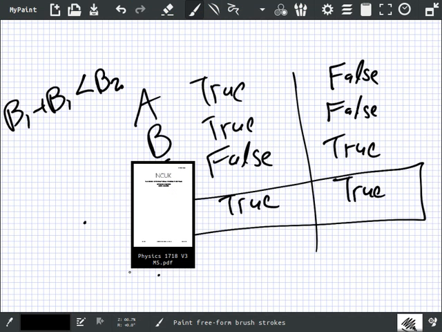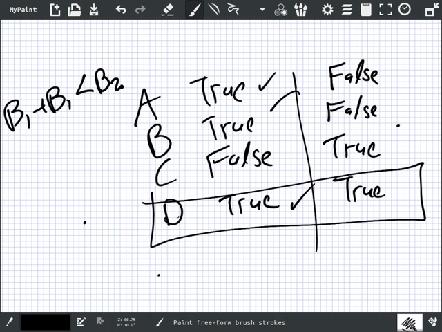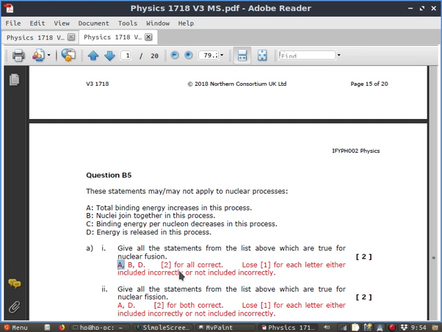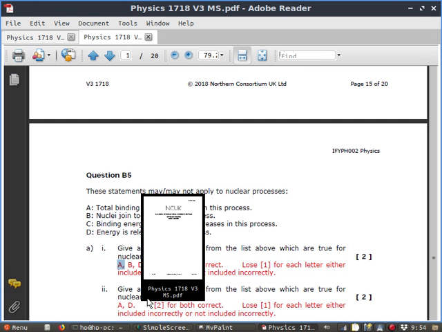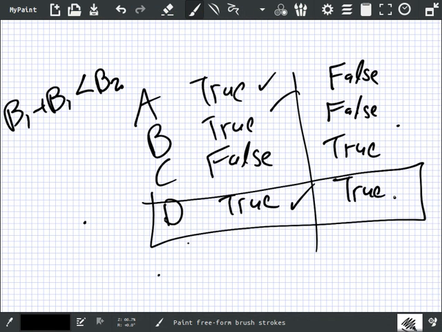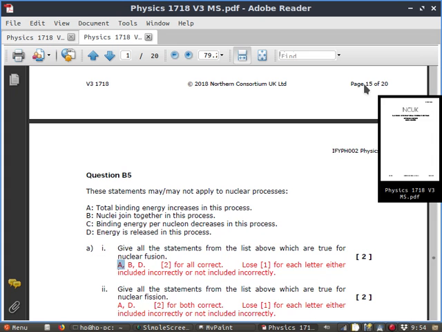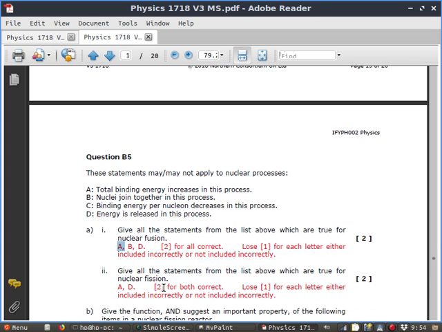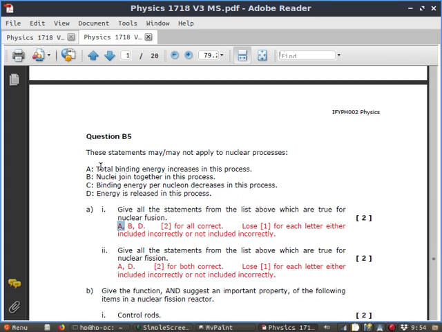ABD, AD. ABD. Oh. AD. So A and 3 is opposite. Oh my goodness. They're wrong. They're wrong.